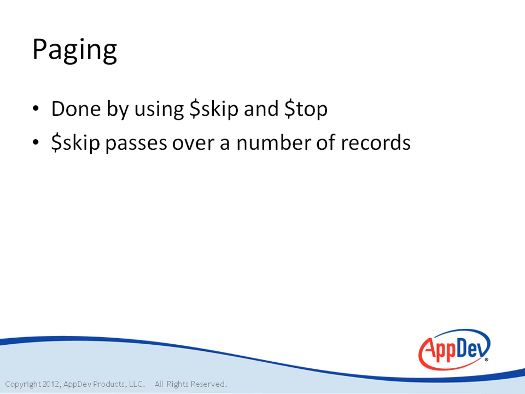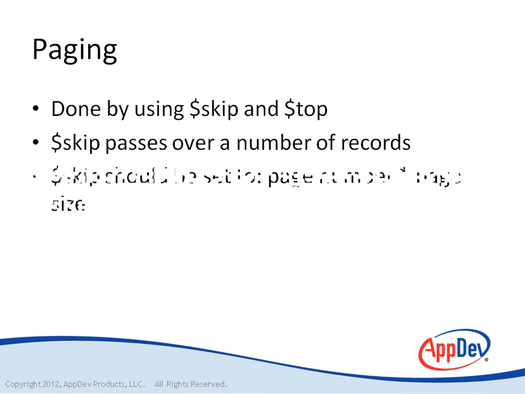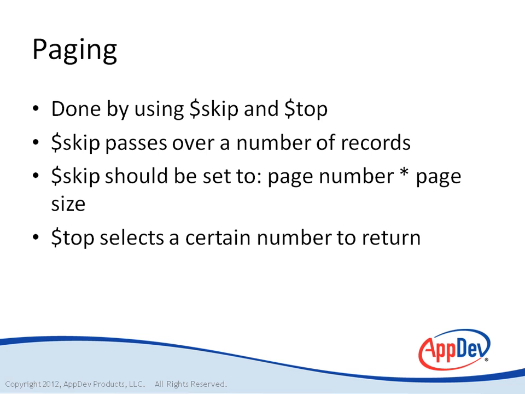Skip will pass over a certain number of records, so you should set skip to whatever page number you're on times however many records you want on your page. For example, if I'm on page 3, then I want to skip 20, right? I want to pass through the first 20 records and start with record number 21. Top selects a certain number to return.